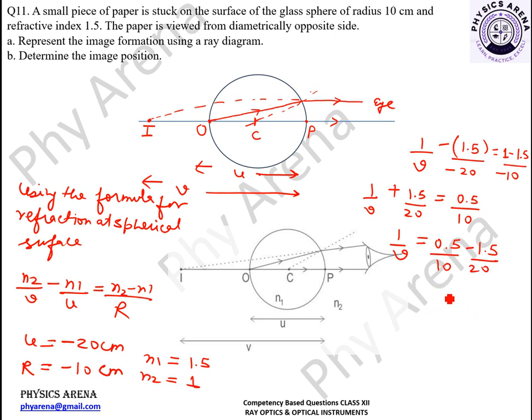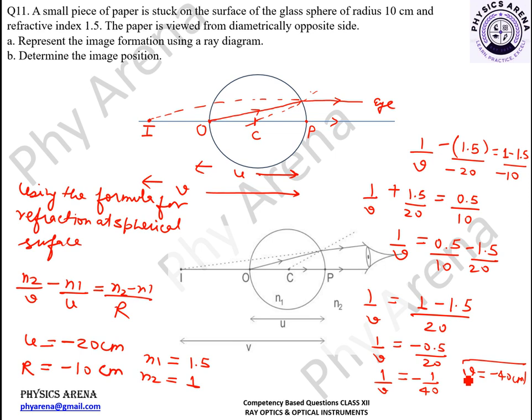So let's take the LCM of this. So LCM is 20. 20 divided by 10 is 2. 2 multiplied by 0.5 is 1. Minus 1.5. So 1 upon v is equal to minus 0.5 divided by 20. So when we solve it out, it will become 1 upon v is equal to minus 1 upon 40. So v will come out to be minus 40 centimeters.